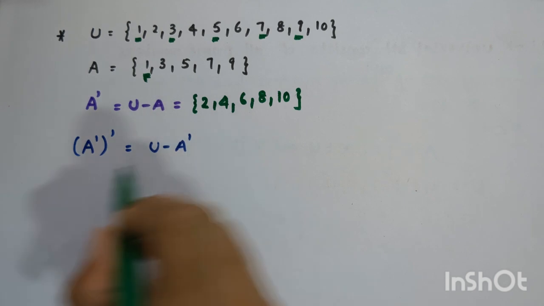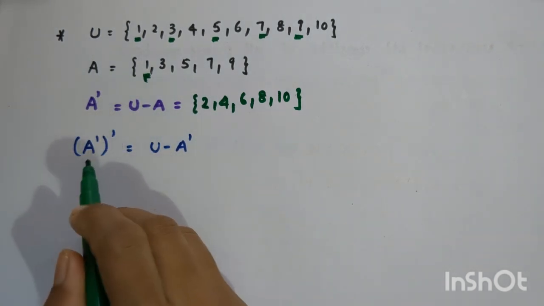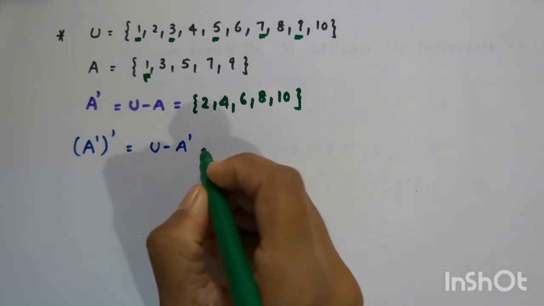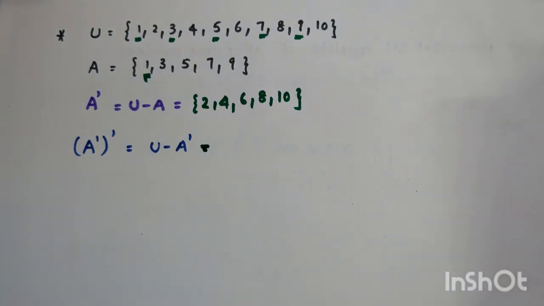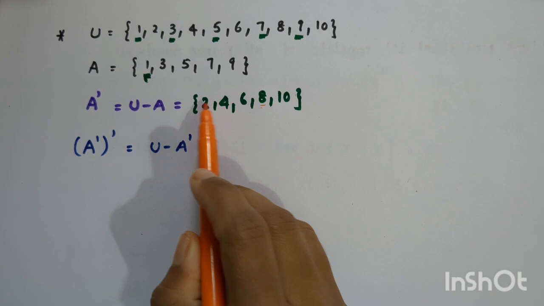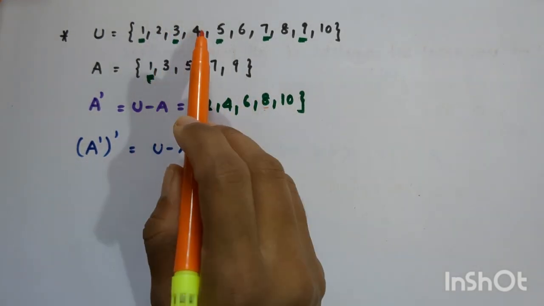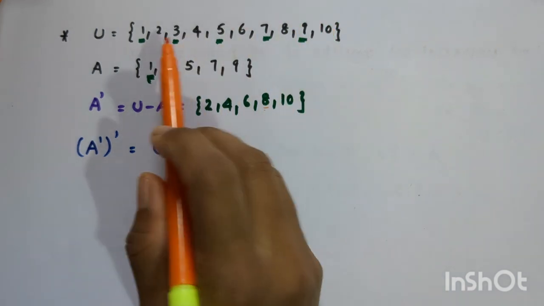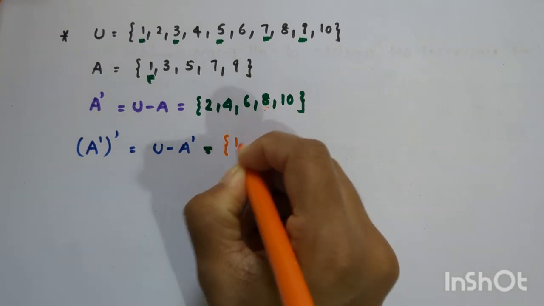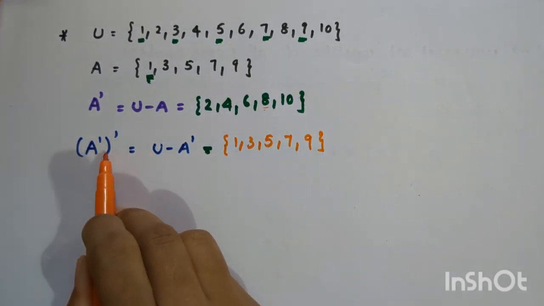Now what about A complement all complement? A complement is U minus A, so A complement all complement will be U minus A complement. Alright, so this will be equal to what? You see, A complement has these elements. So U minus A complement means you want to remove these elements from U. That is, you should not write 2, 4, 6, 8, 10. So the rest you have is 1, 3, 5, 7, 9. That is A complement all complement.